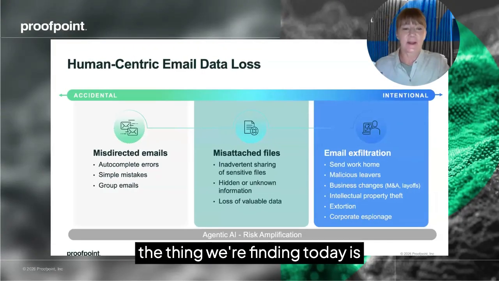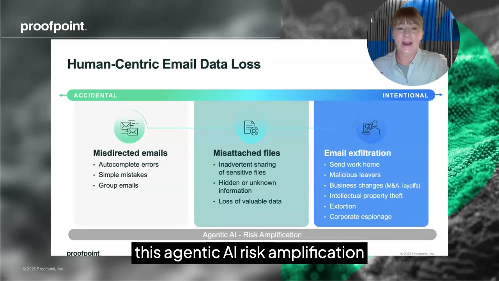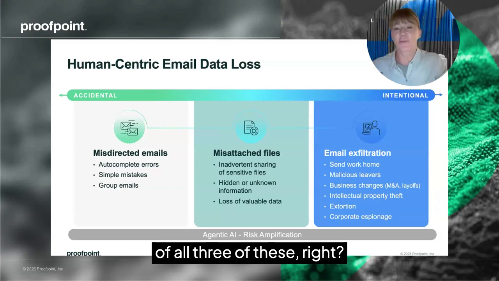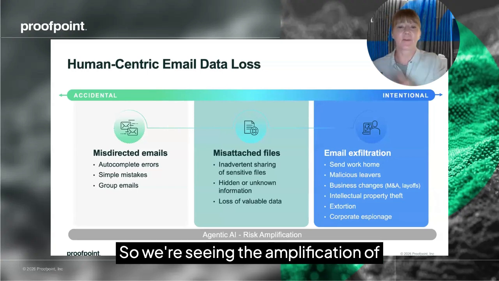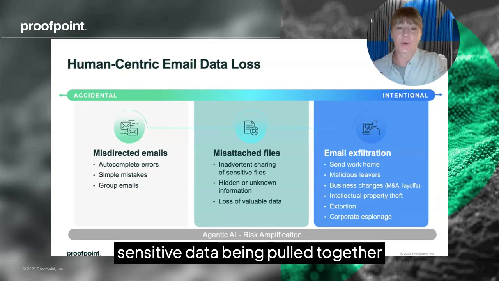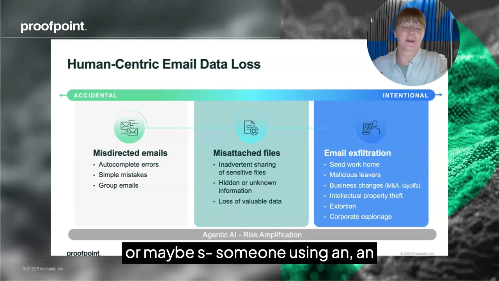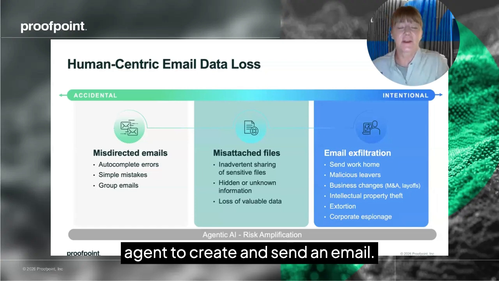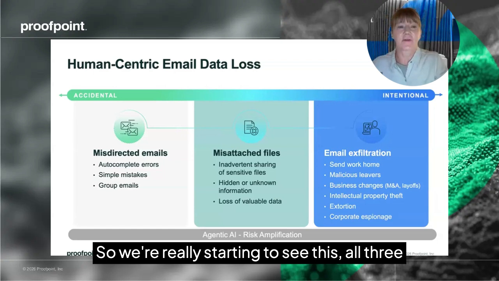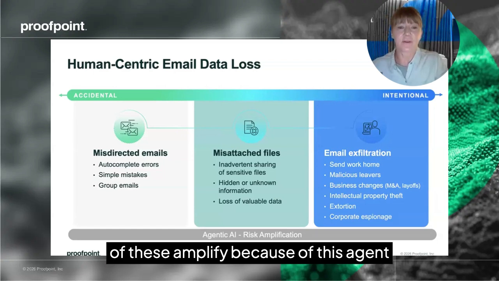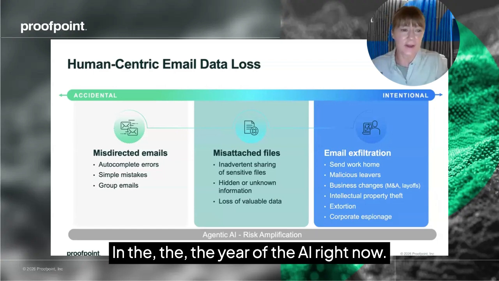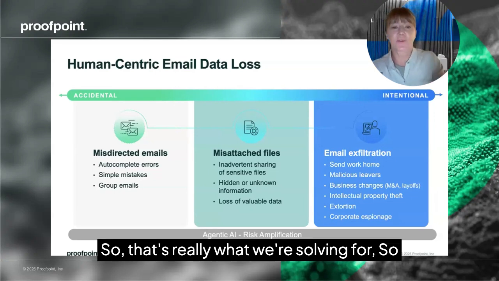The thing we're finding today is this agentic AI risk amplification of all three of these, right? So we're seeing the amplification of sensitive data being pulled together, or maybe someone using an agent to create and send an email. So we're really starting to see all three of these amplify because of this agent, the year of the AI right now. So that's really what we're solving for.